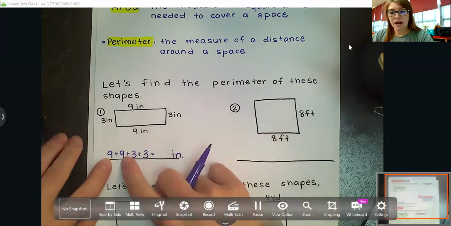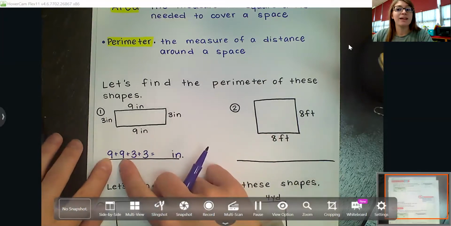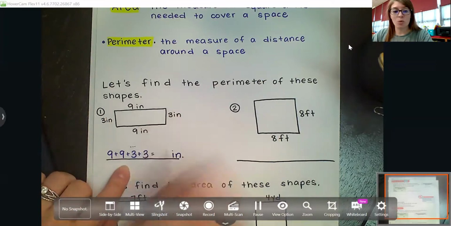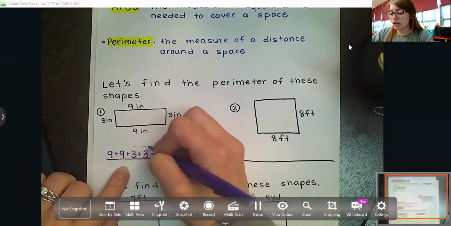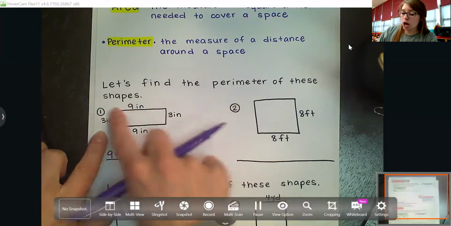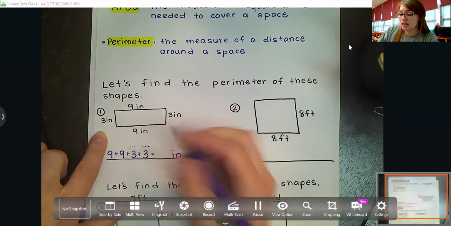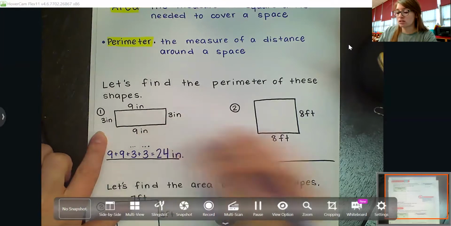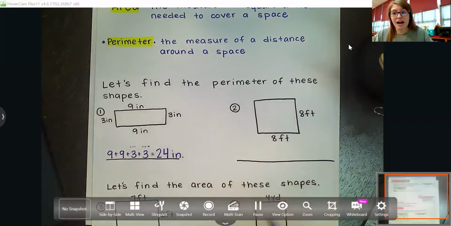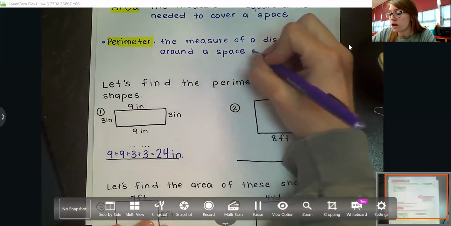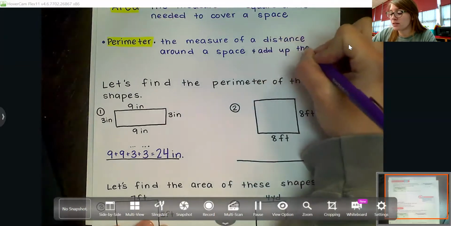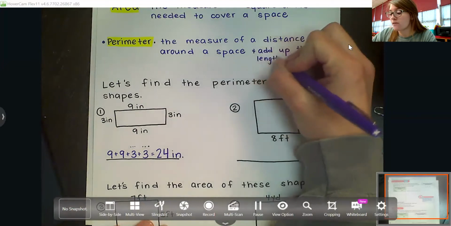Okay, so 9 plus 9 or 9 times 2 is 18. Very good. 18, then we've got 3 more, 19, 20, 21, 22, 23, 24. So the perimeter or the measurement around this rectangle is 24 inches. So when you are taking the perimeter, you just add up the lengths of each side. I'm going to put it over here in a note.